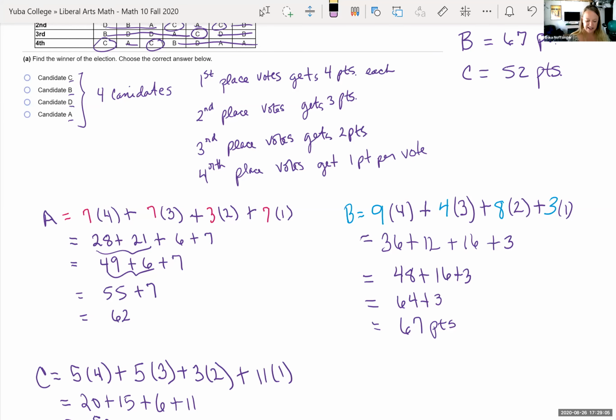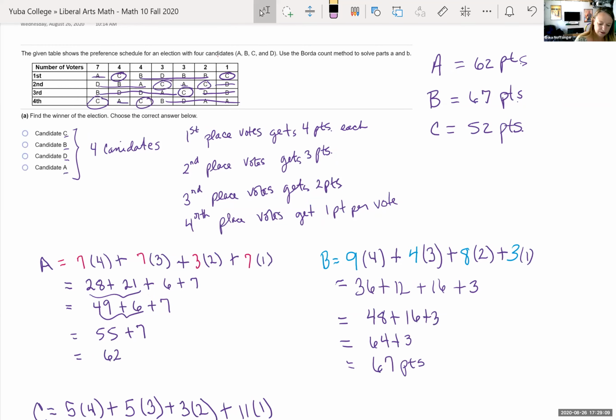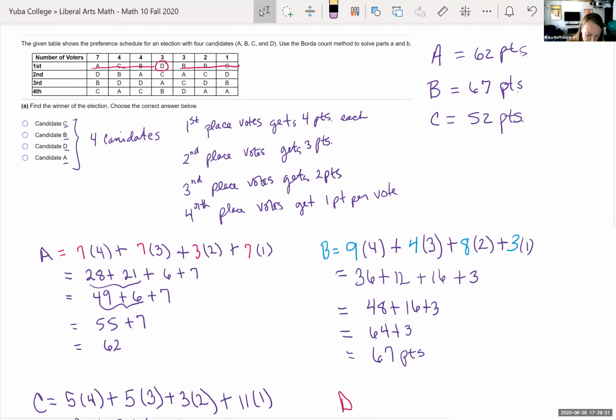And the last candidate, so we got to count them for D. And so for D, for first place, go through. They have 3 votes here and no other. D's not going to do good. So D, this is equal to 3, all times 4 points.